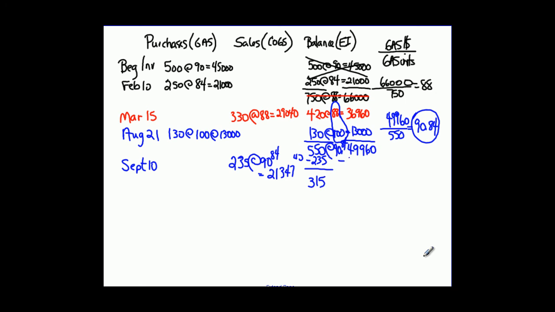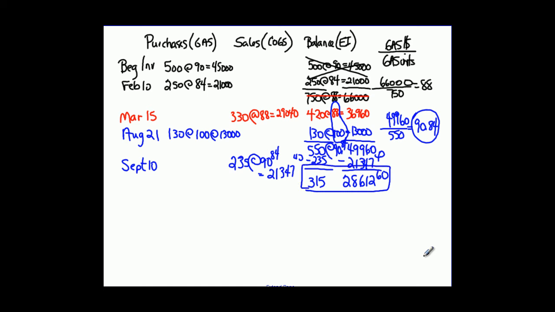And we're going to subtract the 21,347.40 from the 49,960, and we get 28,612.60. So this is our ending inventory in units and in dollars.